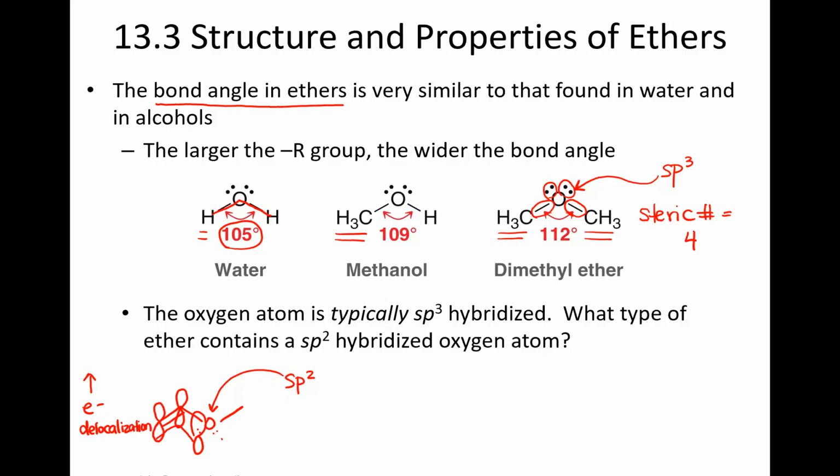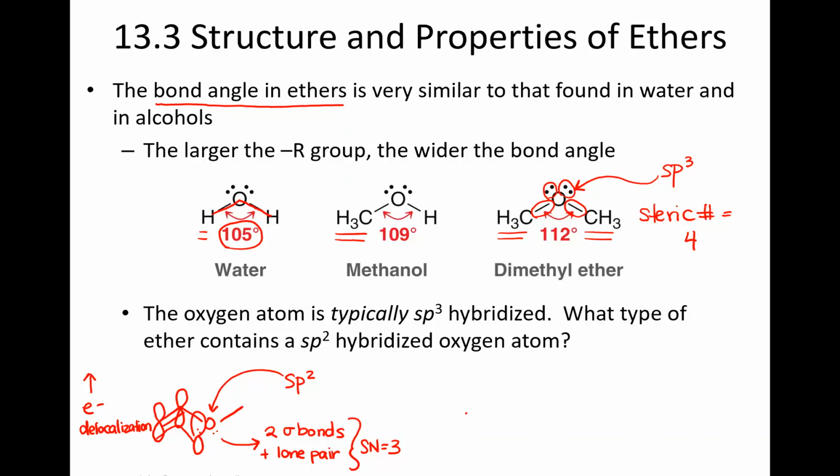So as a result, this oxygen is only making 2 sigma bonds and has 1 localized lone pair that counts towards its steric number. So it has a steric number of 3, leading to it being sp2. So again, all 4 electrons, 2 from the pi bond, 2 from the lone pair on oxygen, are delocalized over that 3-atom system, making those lone pair electrons more stable.